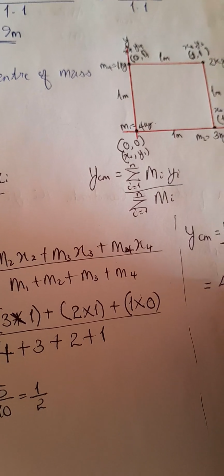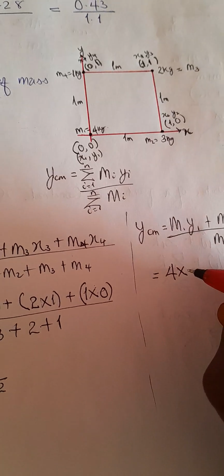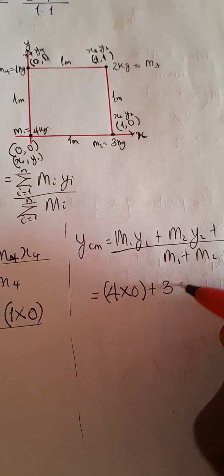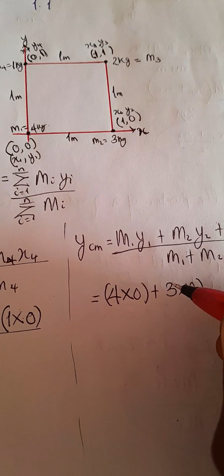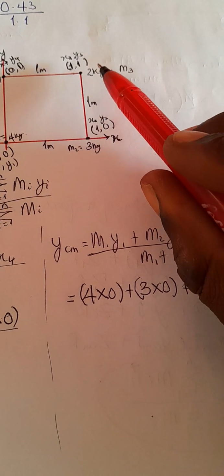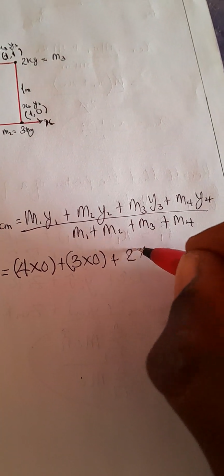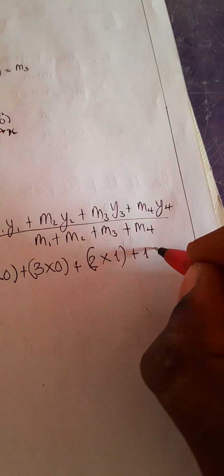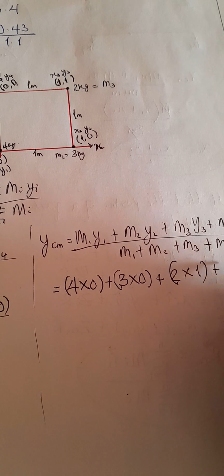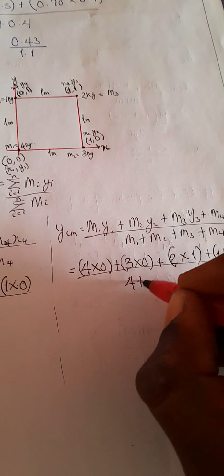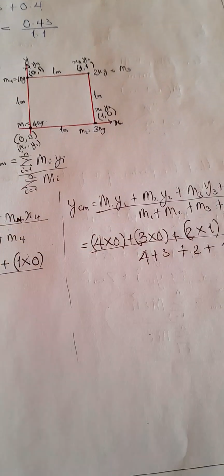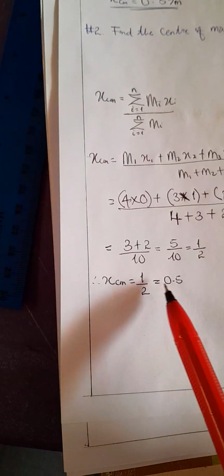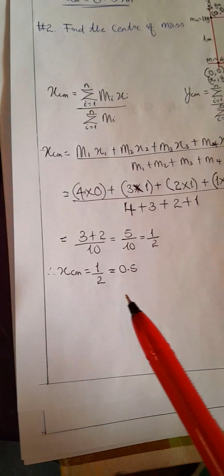m1 here is 4. The mass is not changing, the position changes, times y1 here is 0, plus m2 here is 3 times the position here, which is 0, plus m3 here is 2. All right, 2 times the position there is 1, plus m4 is 1 times the position there is 1, over the sum of the masses, that's 4 plus 3 plus 2 plus 1. Then you simplify it and find the final answer. Right, after simplifying it, we have ycm at 0.3, and then xcm at 0.5.